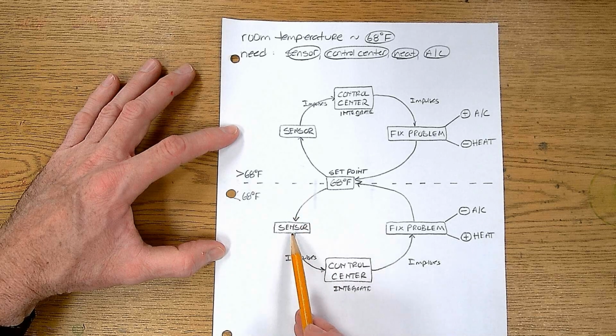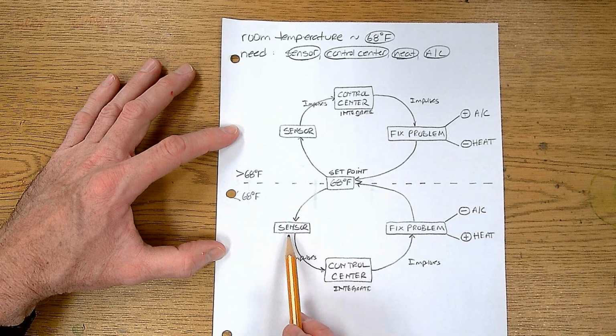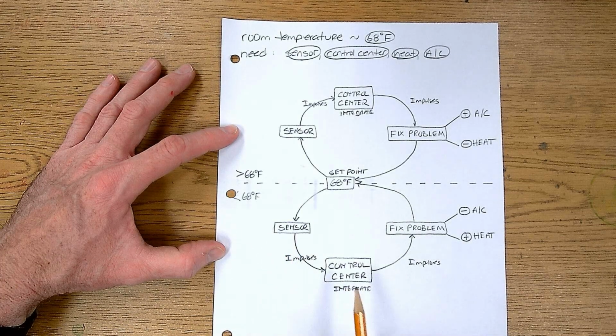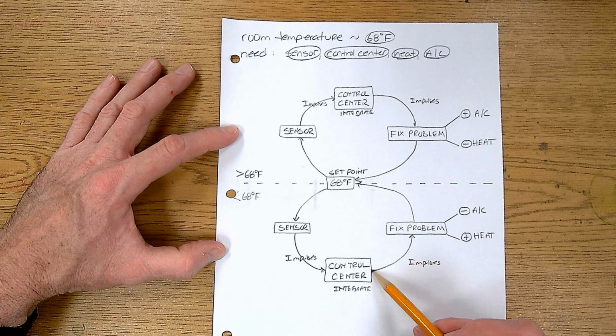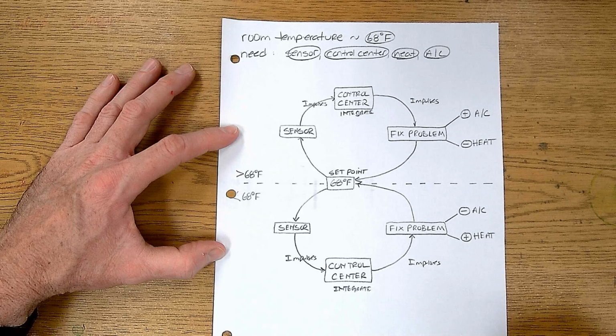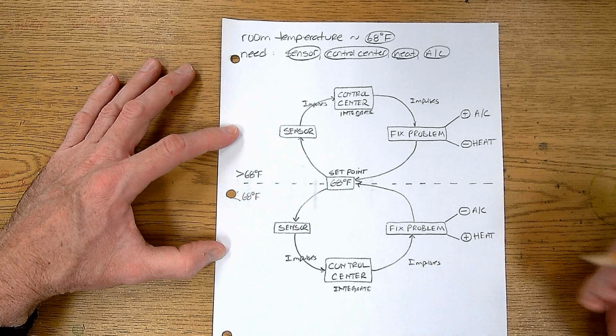Now, conversely, let's say it's a cold day and the temperature inside our home is dropping. So the sensor, same sensor, is going to pick up that information. The sensor doesn't know what to do with the information, so it's going to send electrical impulses to the control center. The control center is going to integrate those impulses and decide that it's too cold in the home, and the control center is going to send electrical impulses to go fix the problem. In this case, we're going to turn off the air conditioning and turn on the heat.